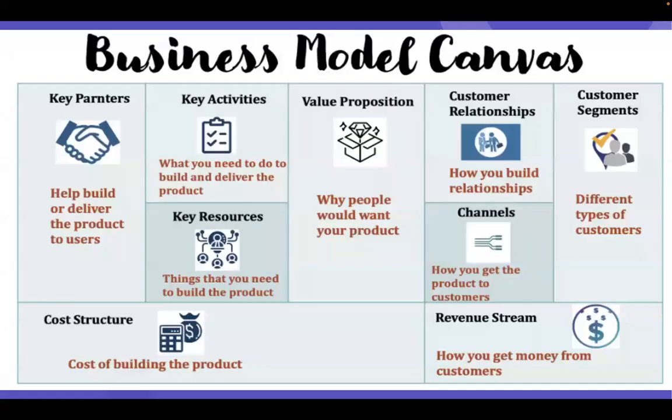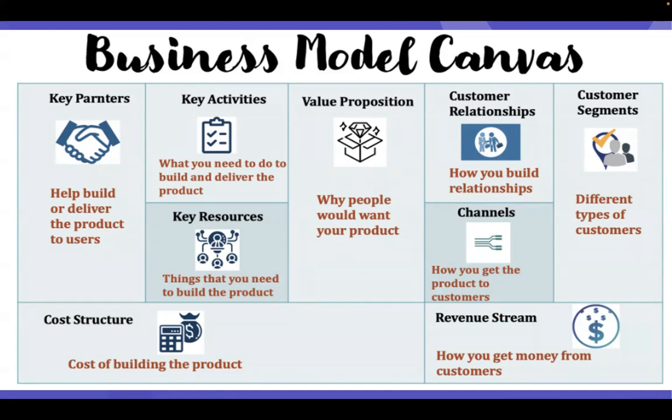If you look at this, the business model canvas has 9 quadrants. The first quadrant is who are your key partners. That gives a very good understanding to help build or deliver the products to the users. Who are your key partners? That is the key aspect while we are defining a business model canvas for a business. Second is key activities. What are the key activities you are going to perform? What you need to do to build and deliver the product? Those are the key activities that you need to figure out and then put across. Who are the key resources you have? Things that you need to use to build the product.